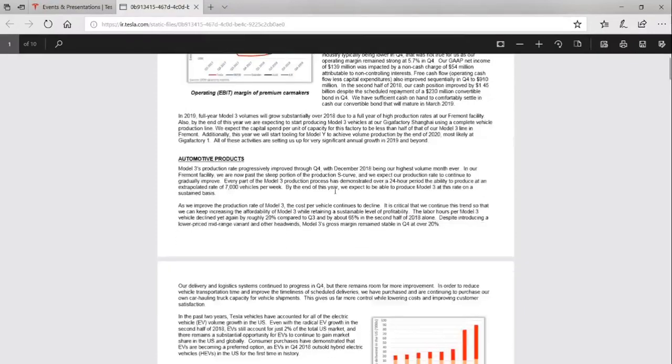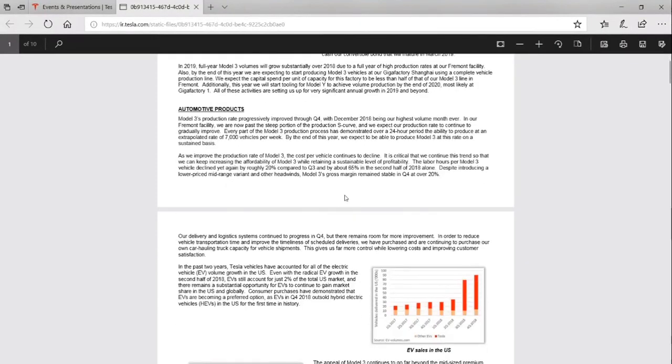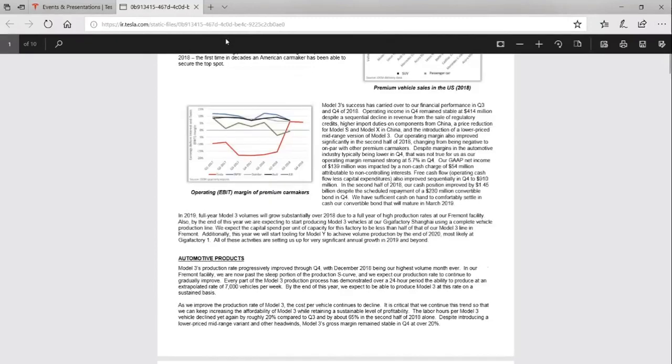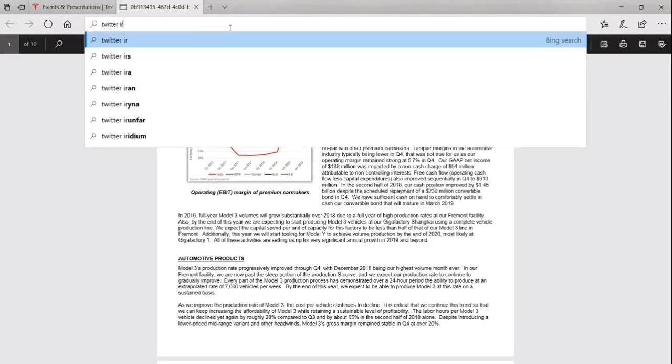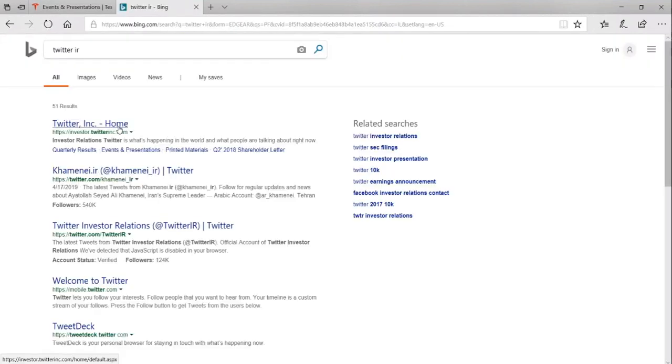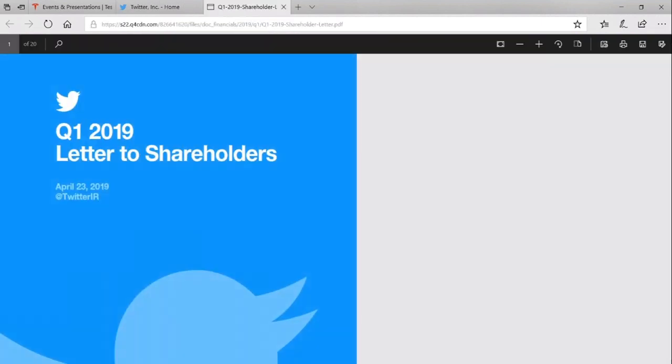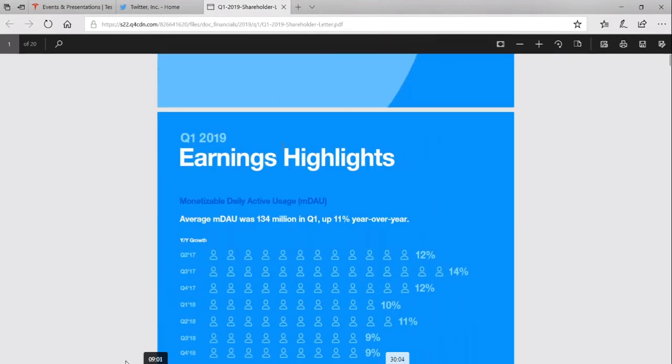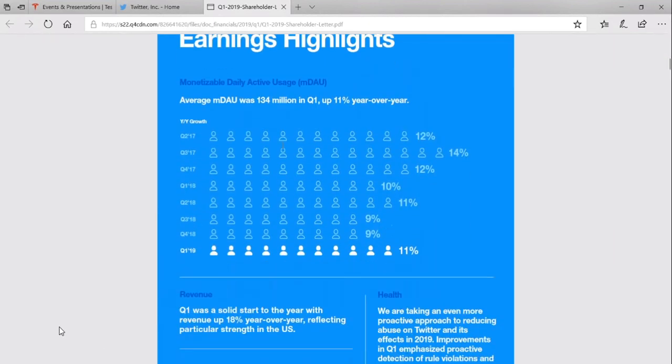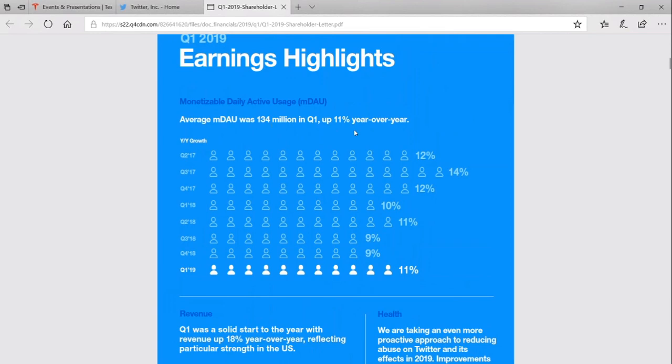So Tesla might not be the best example, and I'm sorry about that, because again, it doesn't really move on earnings. Let me see if I can find Twitter's page and actually maybe look at the report that they published yesterday. All right, so see, a lot of times it's even right up there, and it's very easy to see.